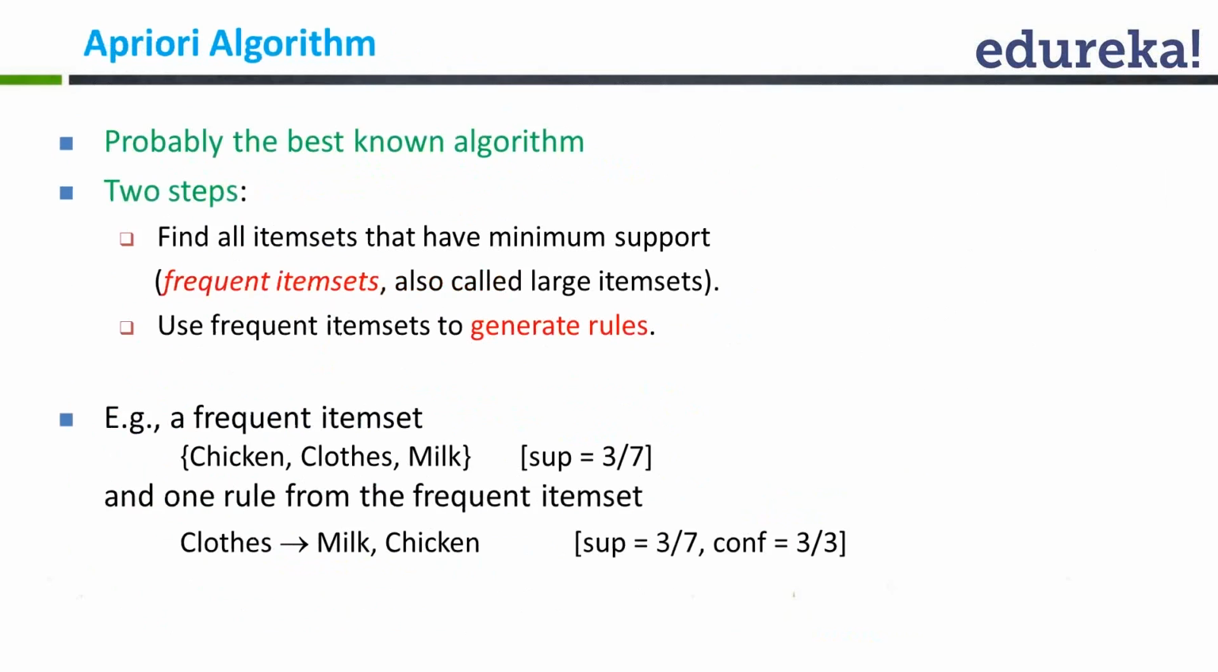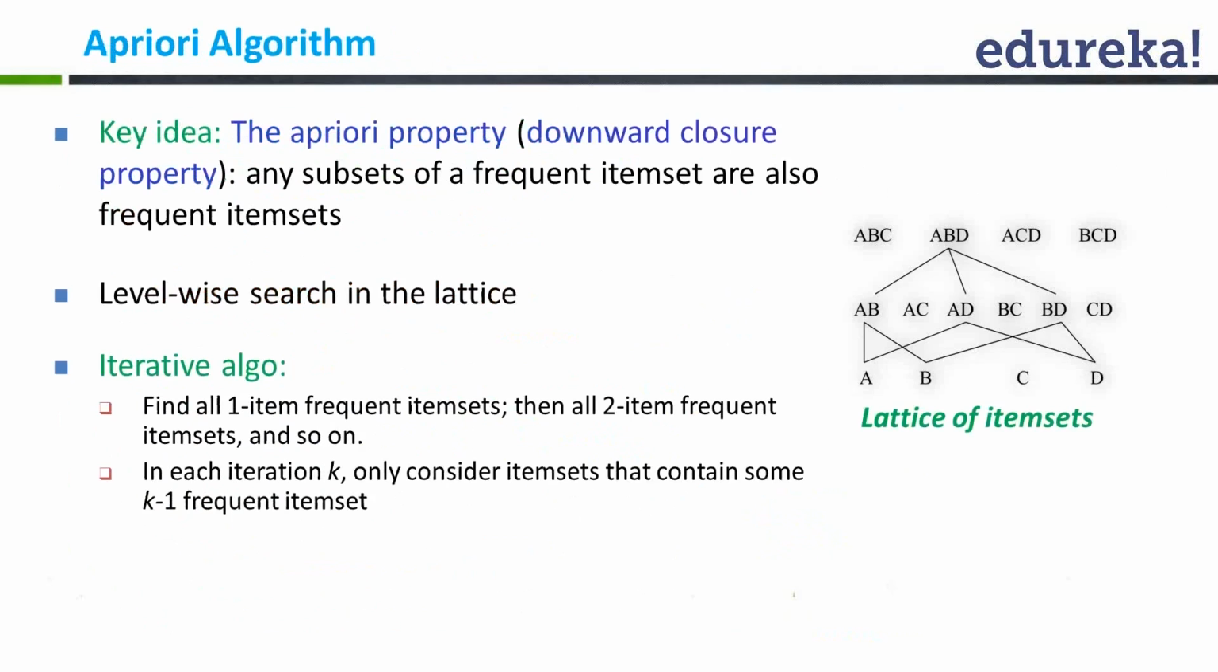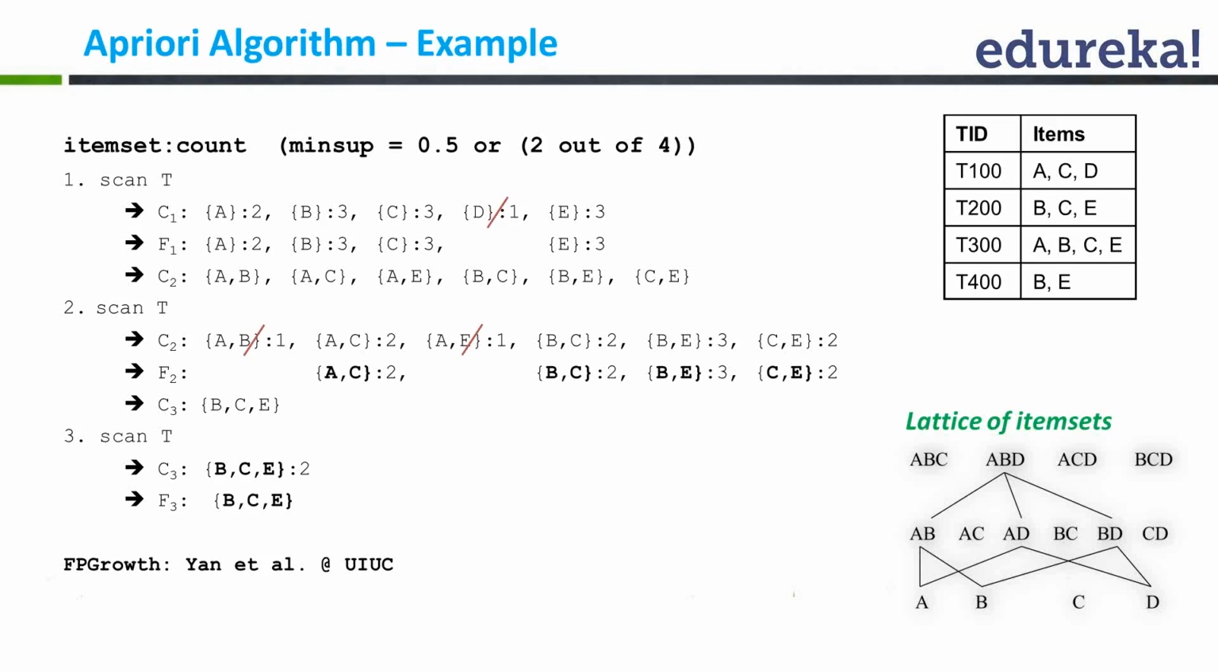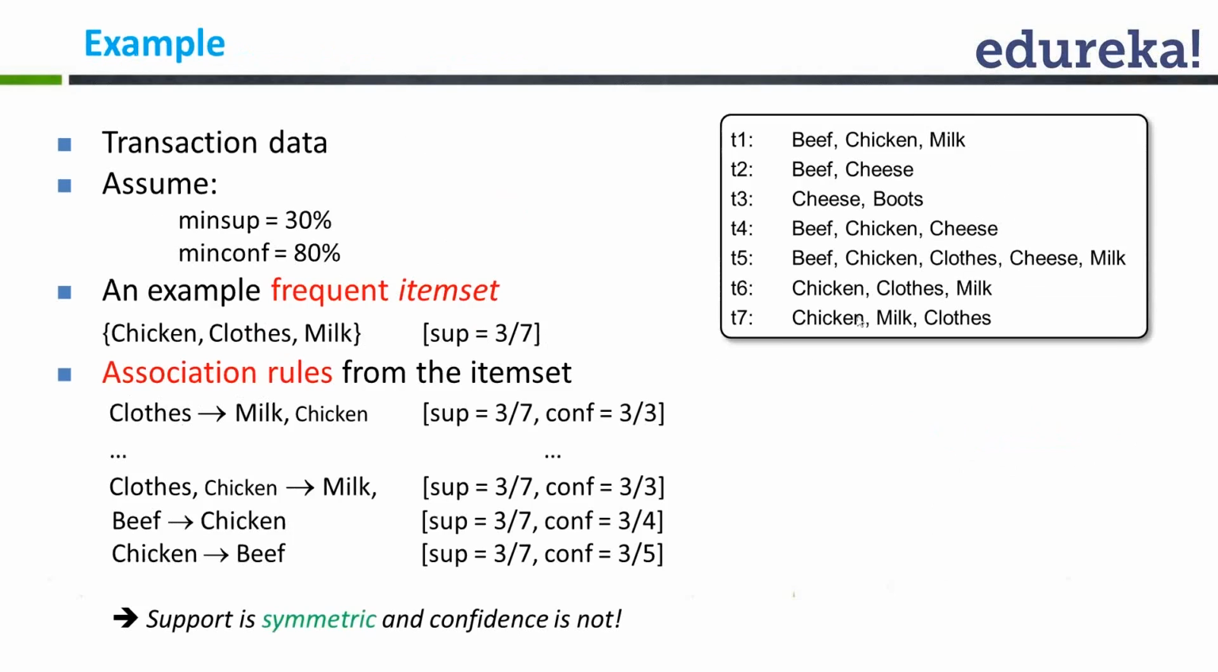Okay, so let's look at an example actually. In this particular case, these are my transactions. Whenever you run your association rule mining, you provide two inputs. Apart from the data set, you provide two thresholds. One is the minimum support and the other is minimum confidence.